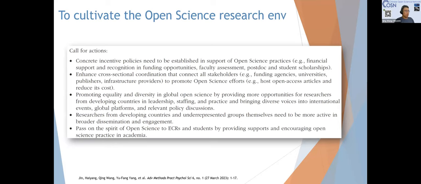So still we need to do a lot of things to cultivate the open science research environment. For example, we really need help from the top level, from the government and the funding agencies, and also from the publishing companies. We need support from them, and we need to remember that developing countries and developed countries are different, and we should really bridge the gap between all these differences, including promoting equality, diversity, and global open science.